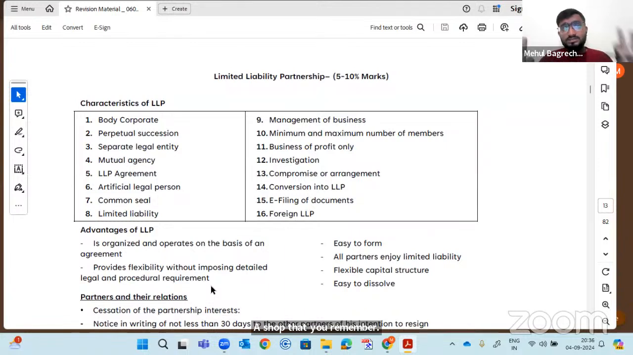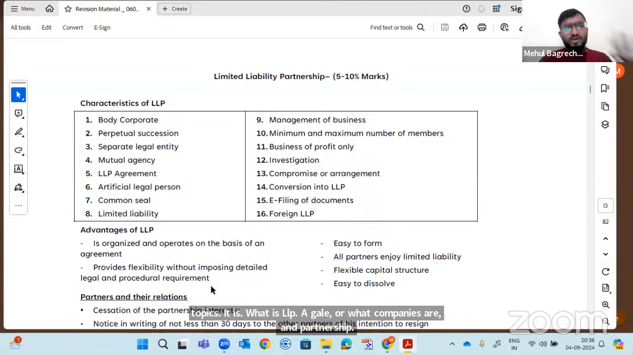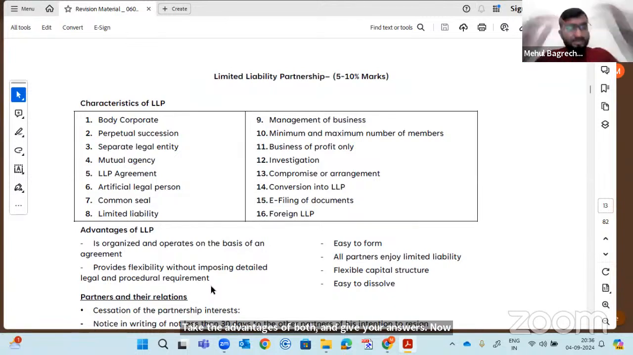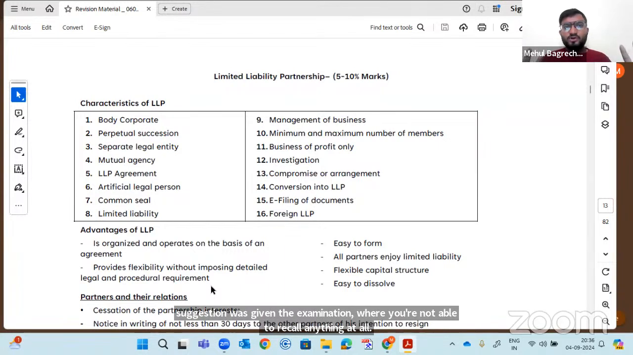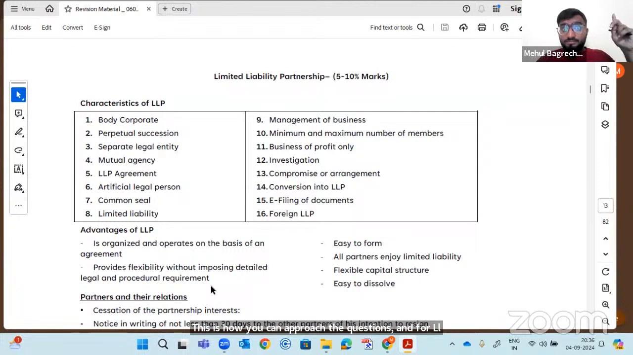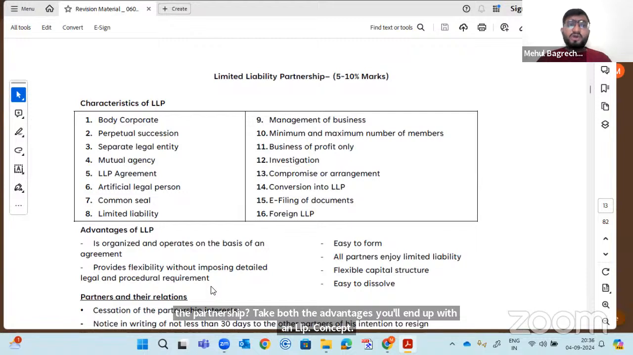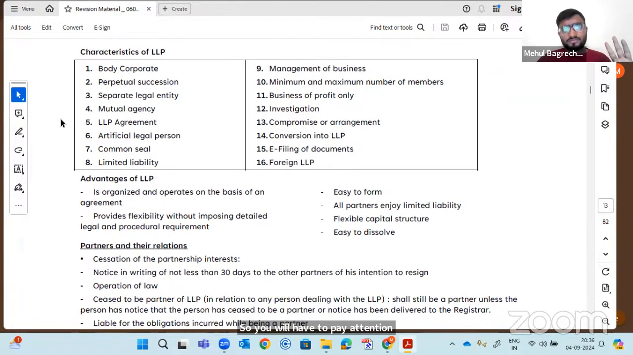Simple topics. What is LLP? A bhel puri of what? Companies Act and Partnership. Take the advantages of both and give your answers. Now, my suggestion, if the worst comes in the examination where you're not able to recall anything at all, this is how you can approach the questions for LLP. What could have been the advantage under the Companies Act? What could have been the advantage under the Partnership Act? Take both the advantages, and you'll end up with an LLP concept. So you will have to pay attention to the characteristics of LLP when you're preparing for the exam. All right, simple topic. Body corporate, perpetual succession. Men may come, men may go, but LLP will go on forever.